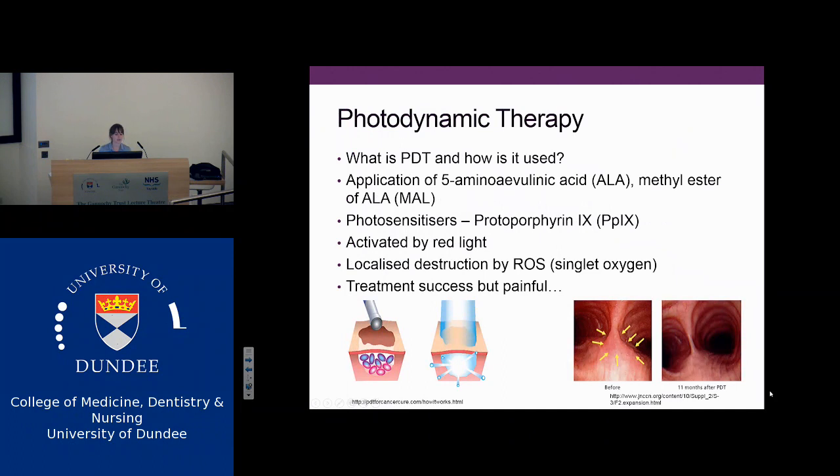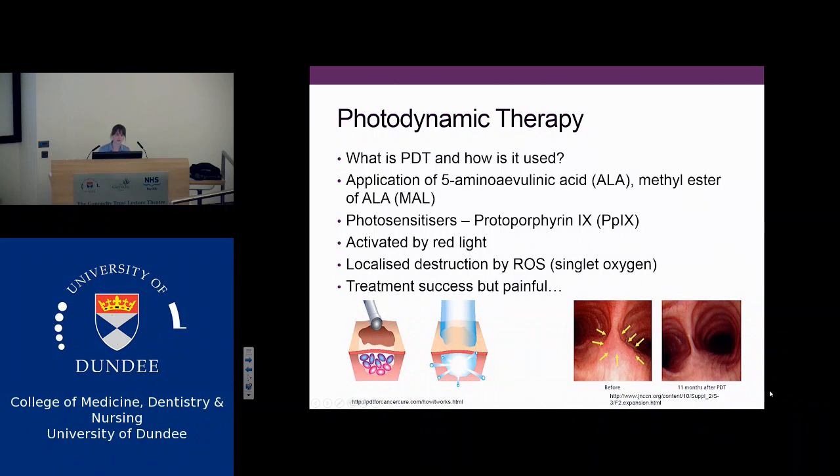Photodynamic therapy is a widely used therapy for non-melanoma skin cancers, actinic keratosis, but can also be used in other cancers such as lung, brain, esophageal and leukemia. It involves the application of a prodrug such as ALA or MAL. These accumulate in rapidly dividing cells and are metabolized in the mitochondria to protoporphyrin 9. Protoporphyrin 9 is the penultimate product in the heme pathway.